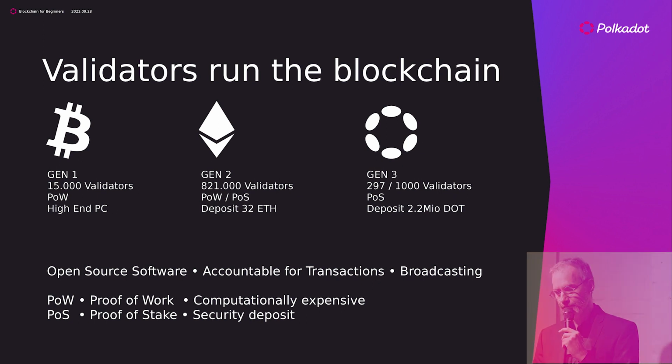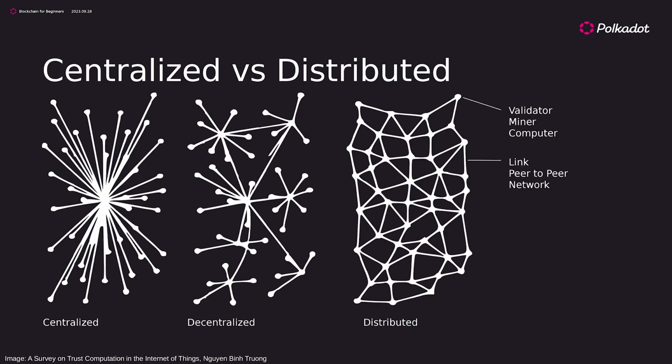So we saw, okay, we have validators running the blockchain, and the validators have, of course, to communicate with each other so that they build together a big network. So here we can see typical networks. On the left side, centralized.